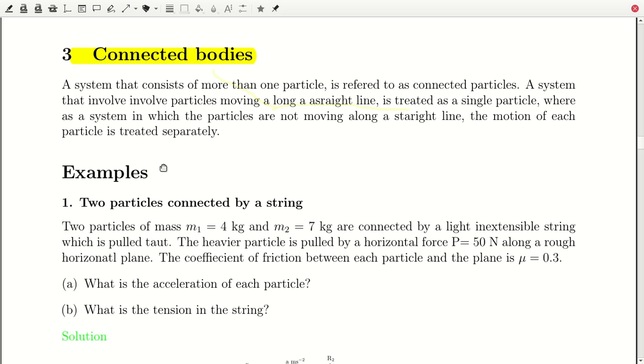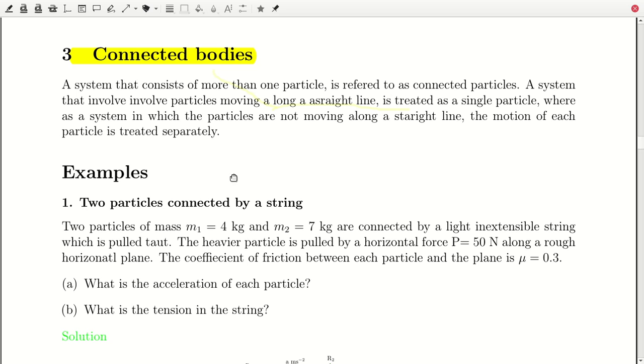Also, remember to look at cases where a particle is placed on a plane that might be smooth or not smooth. If it is smooth, it means we shall ignore the force due to friction which will drag motion. However, if it is rough, then we shall take in the frictional force, which is given by the coefficient of friction mu times the normal reaction on the particle.